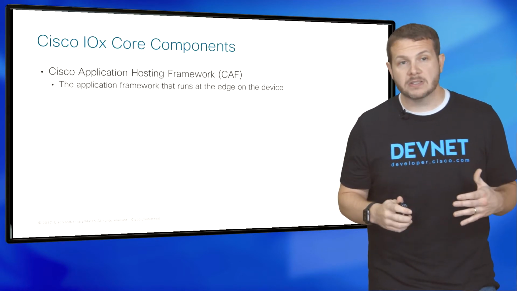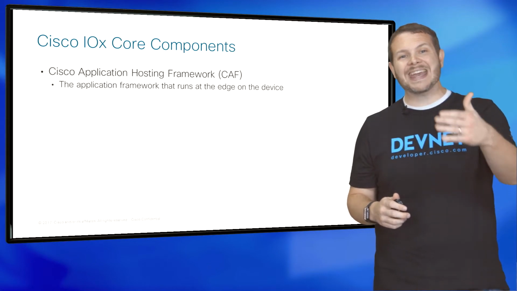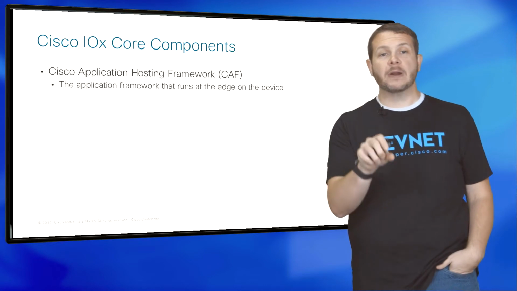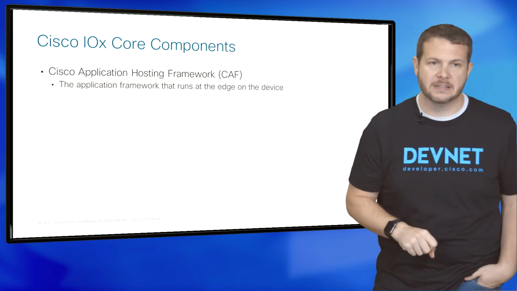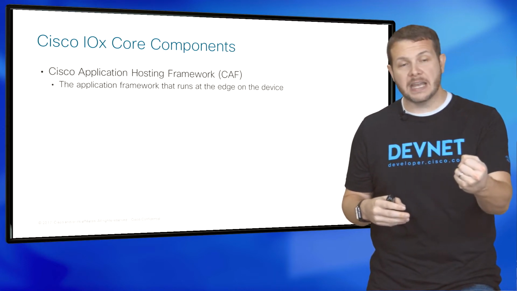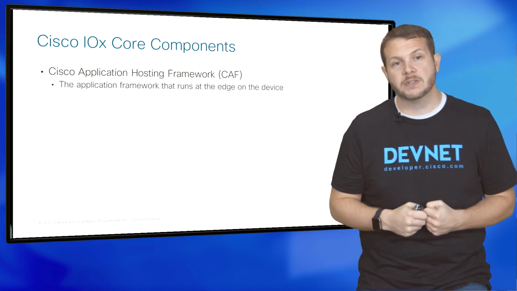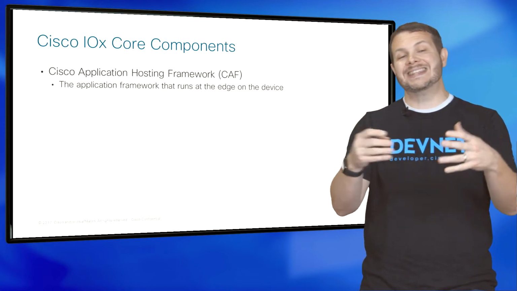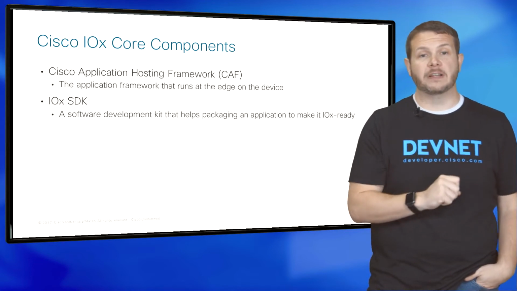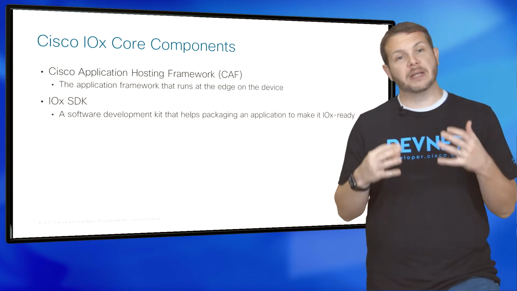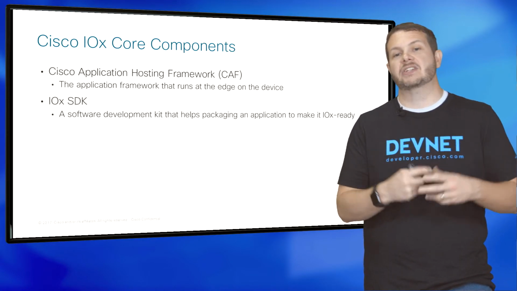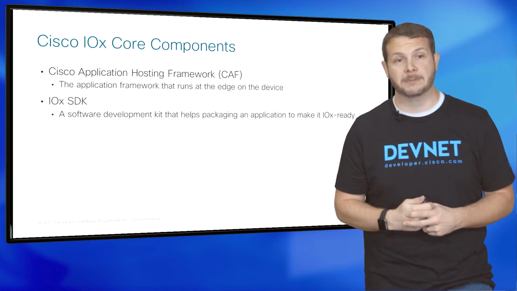Now, the core components to the IOX platform start with the CAF, or the Cisco Application Hosting Framework. The CAF is the actual framework running on the IOS devices. This is the utility that actually manages the spinning up and down of containers, launching platform services, or managing the virtual machines running in the network. IOX provides an SDK, a software development kit. Now, the SDK is what your application developers will use and install on their own workstations that help building and packaging those applications to make them IOX ready.